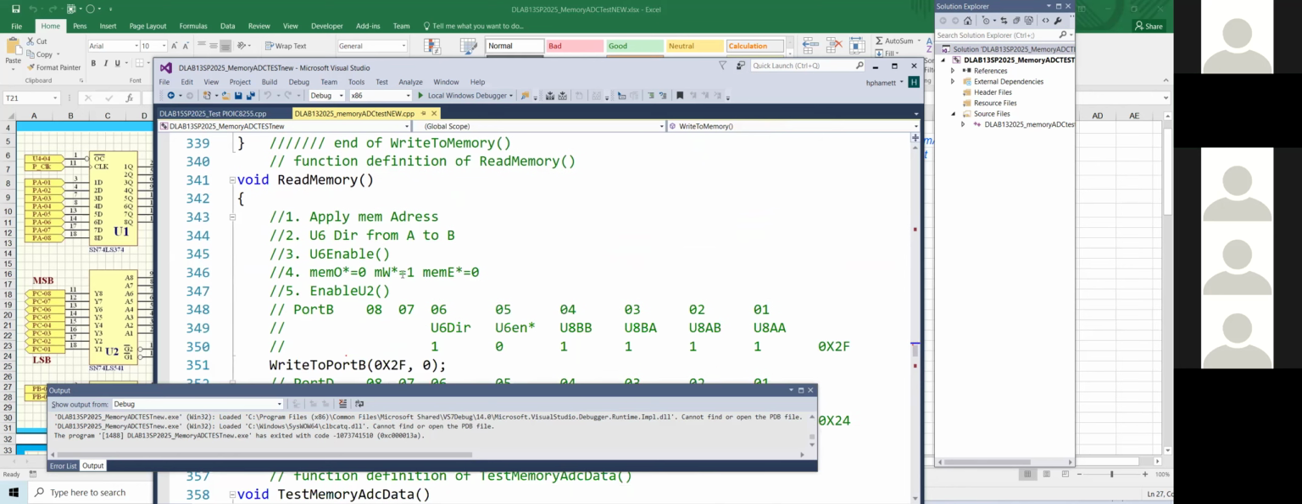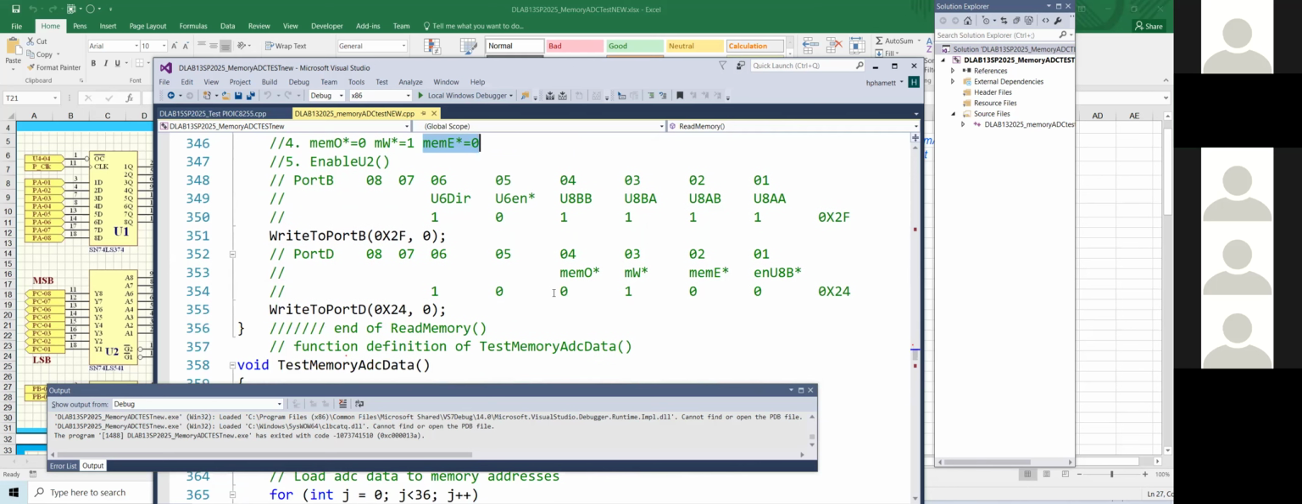Last one, read memory. To read, you need to apply the address location. Then you need to set the U6 direction, now from A to B. Enable U6, and to read, memory output is 0, memory write is 1, and memory enable is 0. That means you read it.